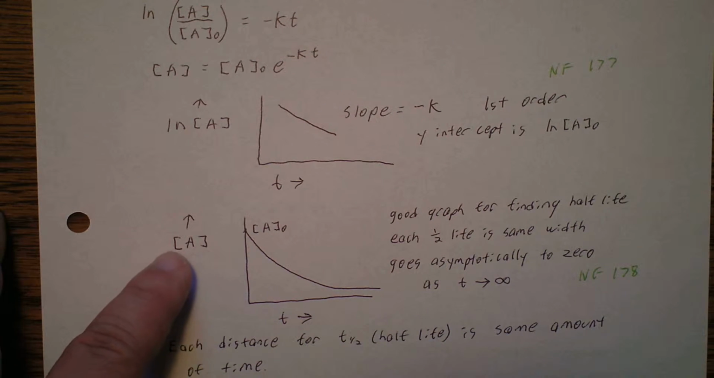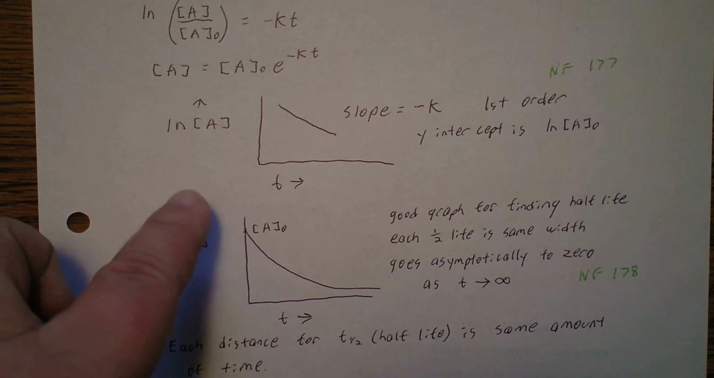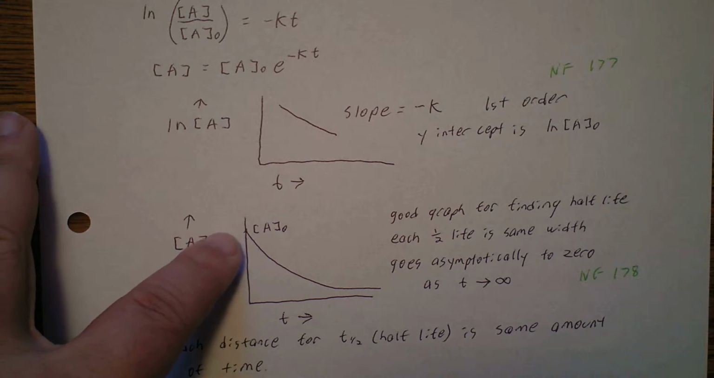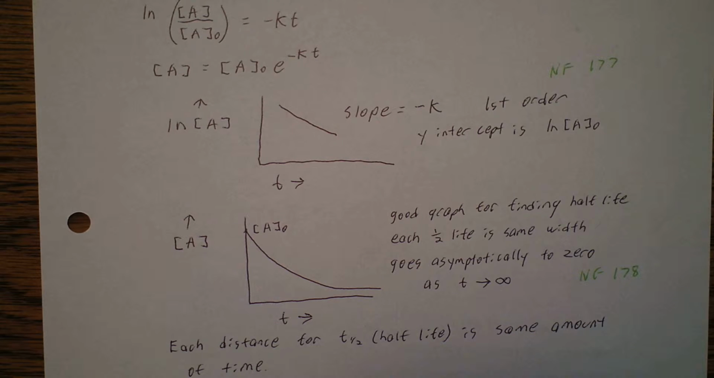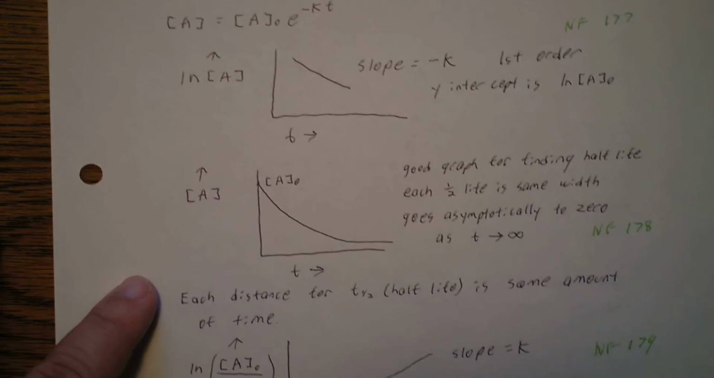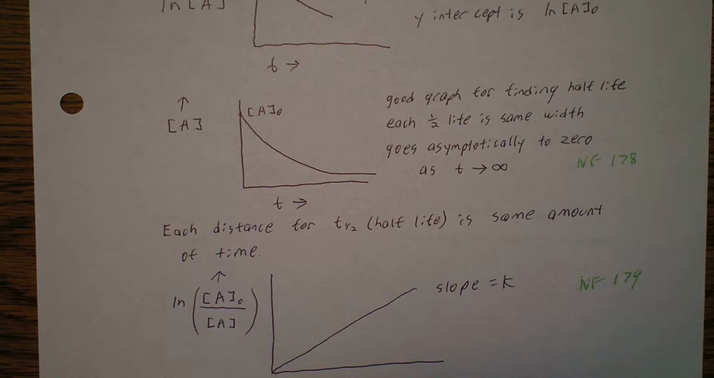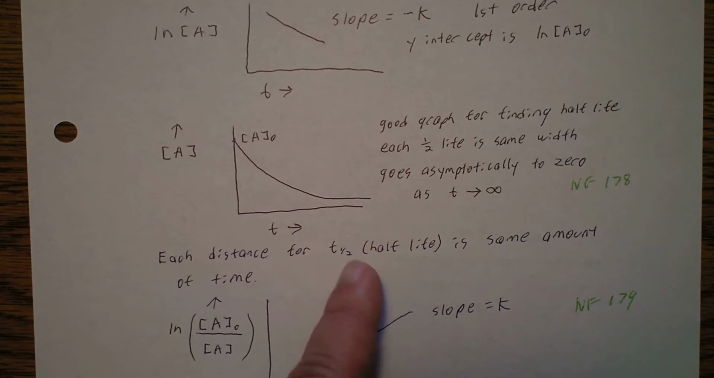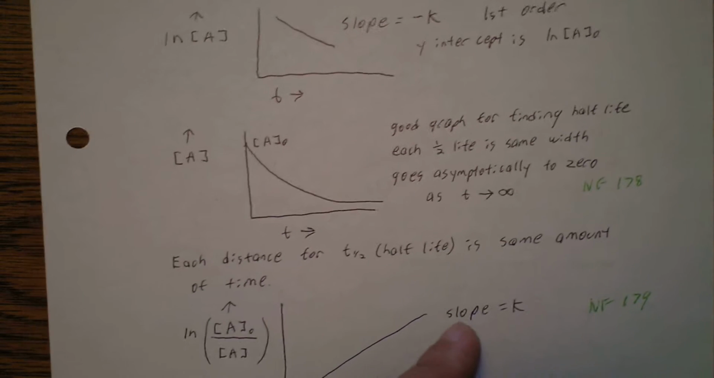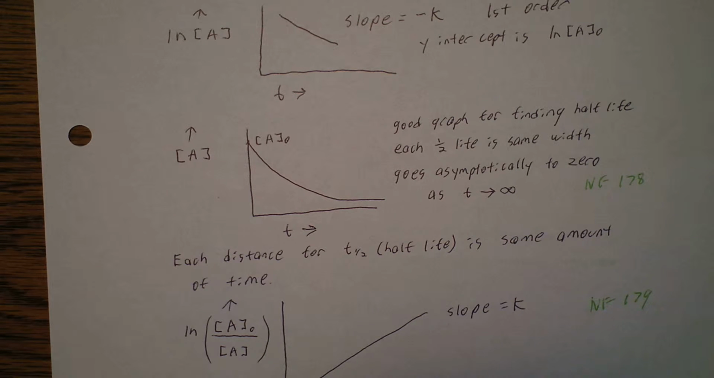Then we also here just have the concentration of A versus time. That's more of a curve. You still start out at the initial concentration of A, obviously. So this is a good graph if you're finding half-life. Remember, each half-life is going to be the same width on this type of graph. So this curve doesn't go all the way to 0. It's going asymptotically to 0 as time approaches infinity. So each distance for time 1/2, or half-life, is the same amount of time for a first order reaction only.